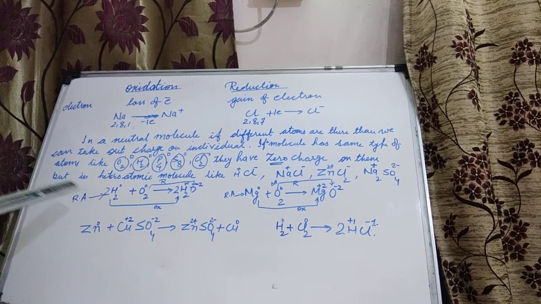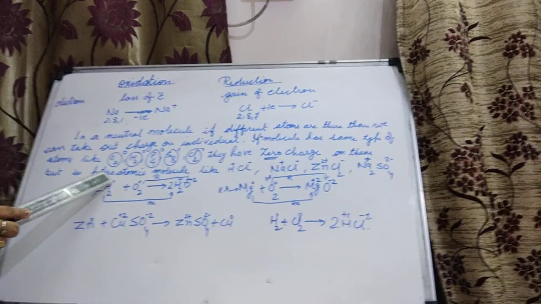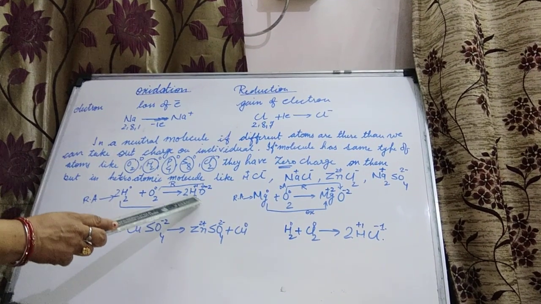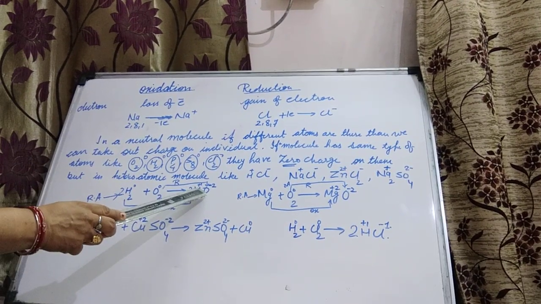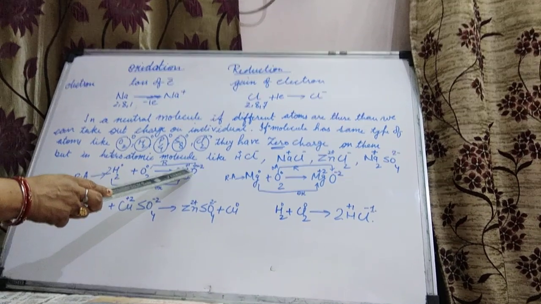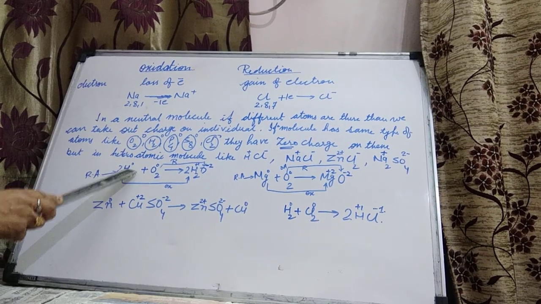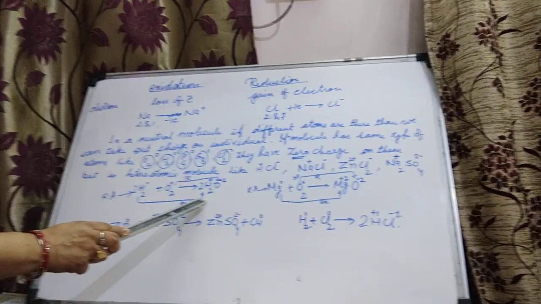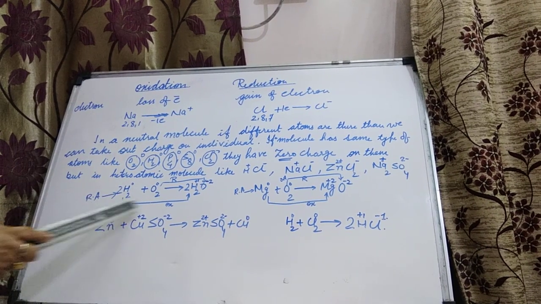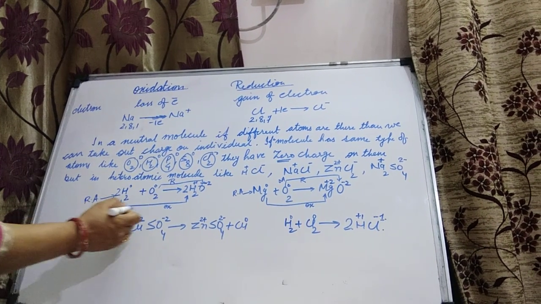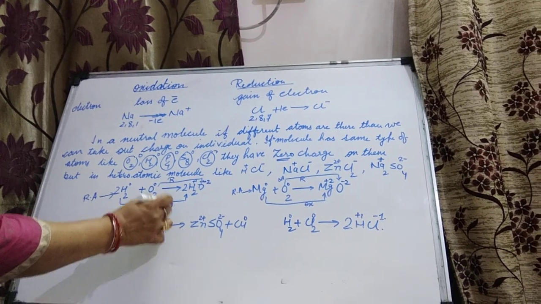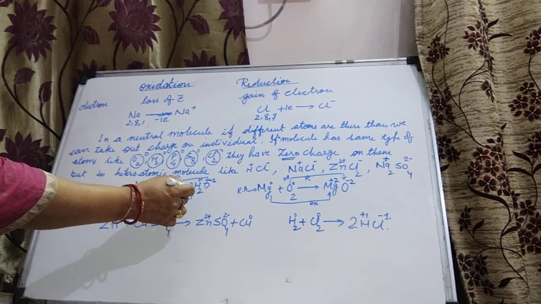Here, students, H2 has 0 charge. As we come to the right hand side, this H is acquiring what? +1. Positive charge comes after the loss of electron, isn't it? So 0 to +1 is loss of electron, and loss of electron is called what? Oxidation. So in this process, what is happening? Loss of electron, and that's why we say oxidation is taking place.